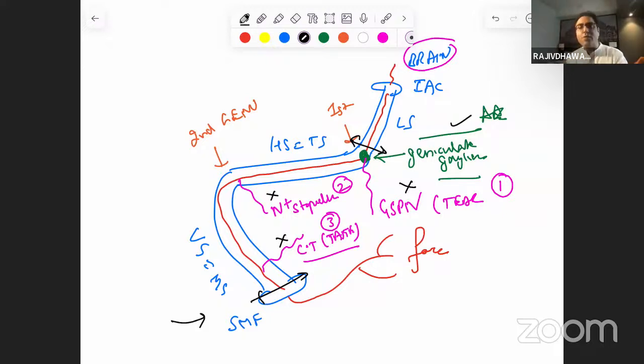And for androphonia, we do type 4 thyroplasty, surgical lengthening or tightening of the vocal cord. Surgical lengthening or tightening of the vocal cord.